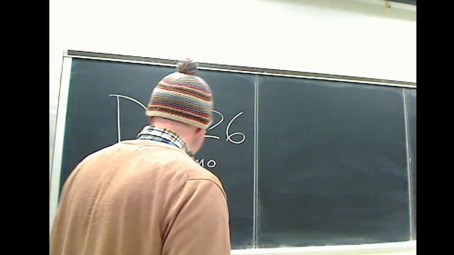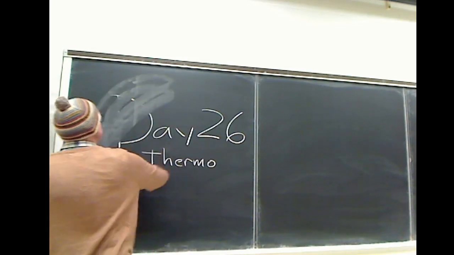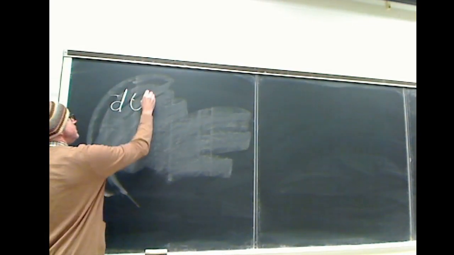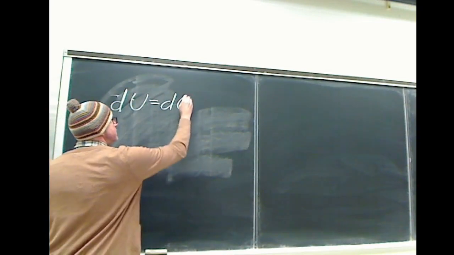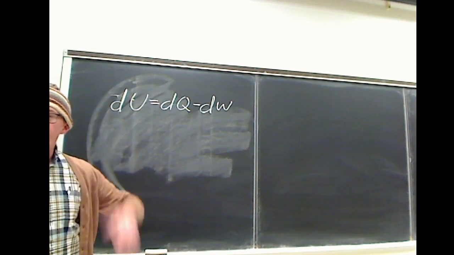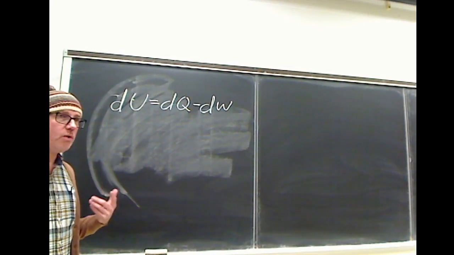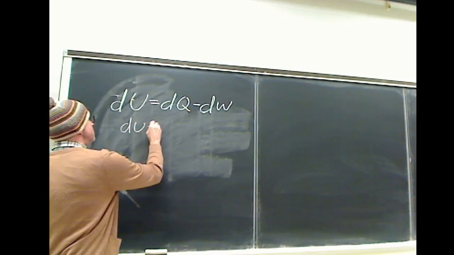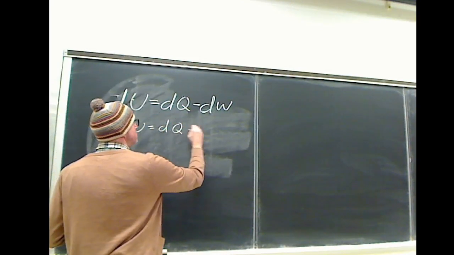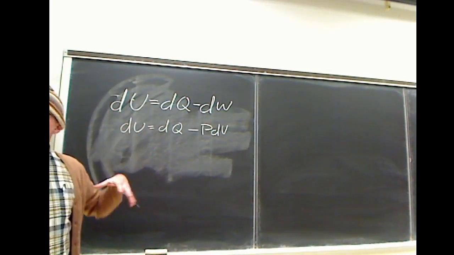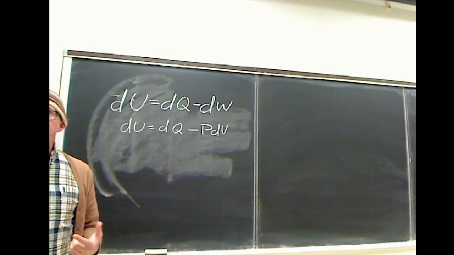So thermodynamics. Remember the first thing I wrote down yesterday? It is called the first law of thermodynamics. The first law says dU equals dQ minus dW. But almost always, we write this as dU equals dQ minus P dV. P dV is the work done by the gas.